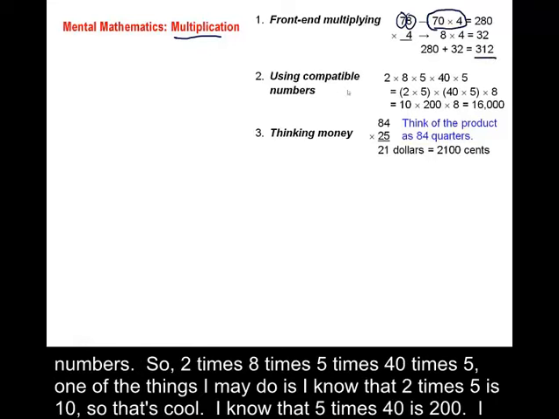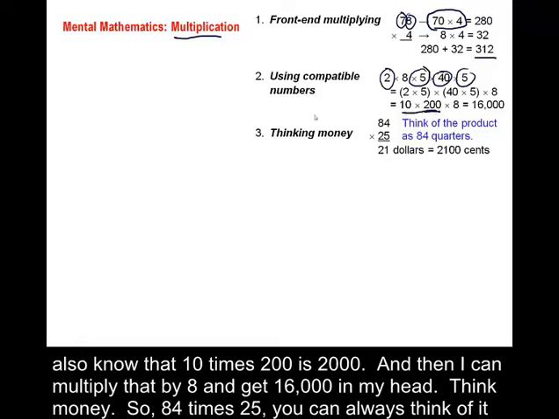I can use compatible numbers. So 2 times 8 times 5 times 40 times 5. One of the things I may do is, oh, I know that 2 times 5 is 10, so that's cool. I know that 5 times 40 is 200. I also know that 10 times 200 is 2,000. And then I can multiply that by 8 and get 16,000 in my head.